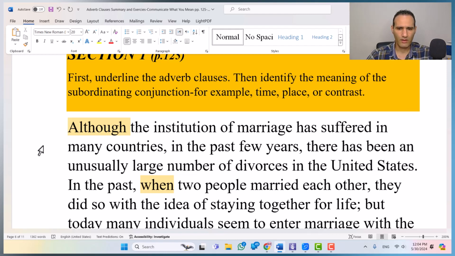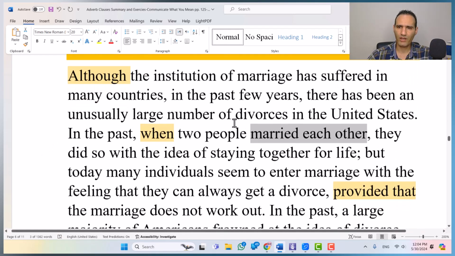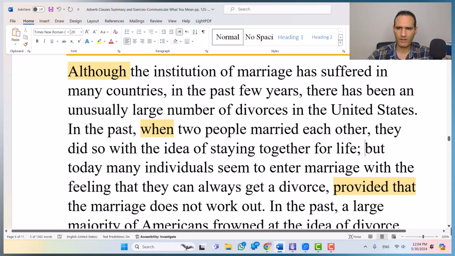So, although. Adverb clause of contrast. In the past, when two people married each other, they did so with the idea of staying together for life, forever, for all their life. So when, adverb clause of time. Married each other, not married with each other. Marry each other, marry a person.